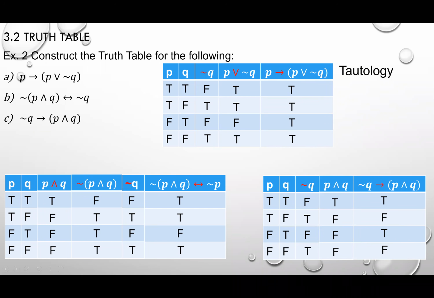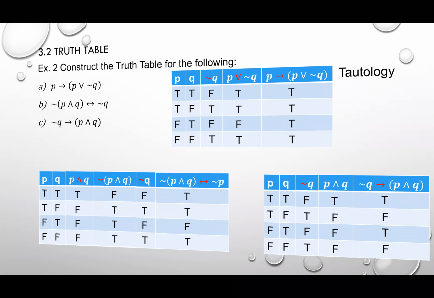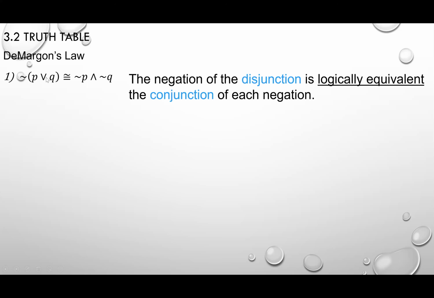The last thing I want to cover is the De Morgan law. And I believe the De Morgan law is in 3.3, but sometimes they sneak it into 3.2. The De Morgan law is this, ladies and gentlemen. De Morgan came up with the law, and he tells you that the negation of the disjunction will be equivalent to the conjunction of each individual negation.